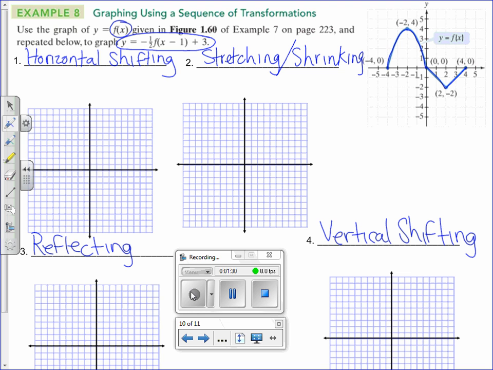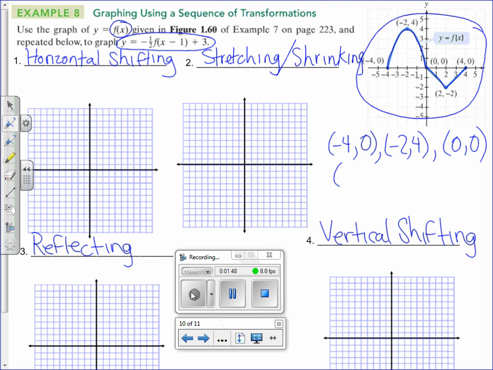So I'm going to start by just listing my reference points, and those will be (-4, 0), (-2, 4), (0, 0), and I'm getting those points from this function. Also (2, -2), and (4, 0).